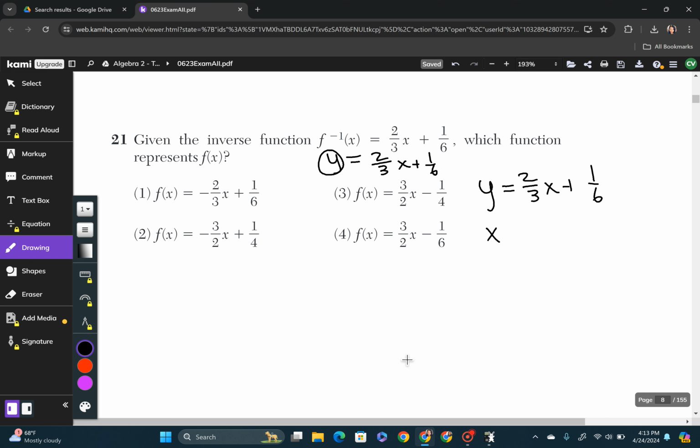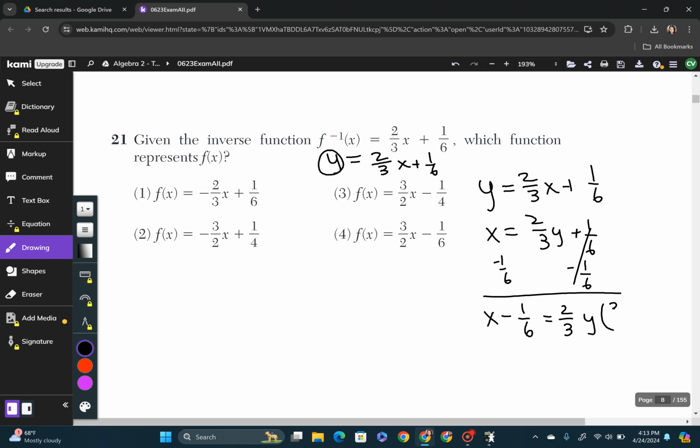So none of those answer choices have x equals, so I need to get the y by itself. So I'm going to subtract 1/6 from both sides. So this cancels out. x minus 1/6 is equal to 2/3 y. To get rid of the 2/3, I'm going to multiply by the flip. So multiply by 3/2. That allows us to cancel this out. So I have y equals, cool. And then I need to multiply this by 2/3 as well. So this is going to be 2/3 x minus, and now I'm plugging in 2/3 minus 1/6 into my calculator.